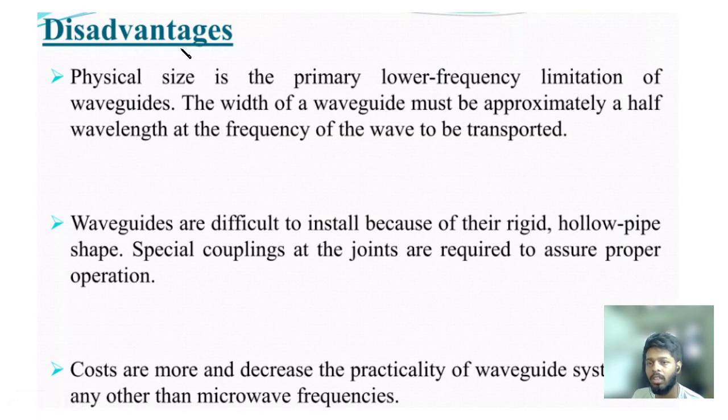Some major disadvantages are: the physical size is the primary lower frequency limitation of waveguides. The width of the waveguide must be approximately a half wavelength of the frequency of the wave to be transmitted. Waveguides are difficult to install because of the rigid hollow pipe shape. Special couplings at the joints are required to assure proper operation. Costs are higher and decrease the practicality of waveguide systems at any other than microwave frequencies.